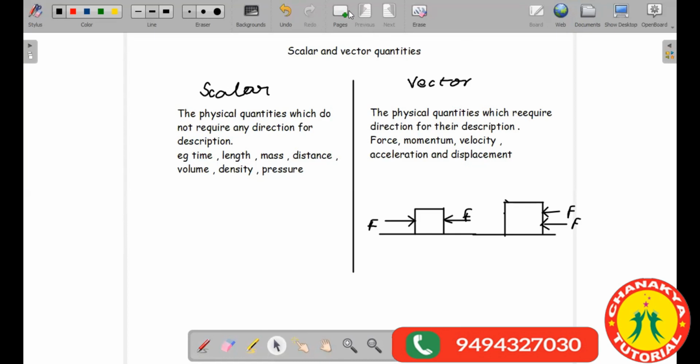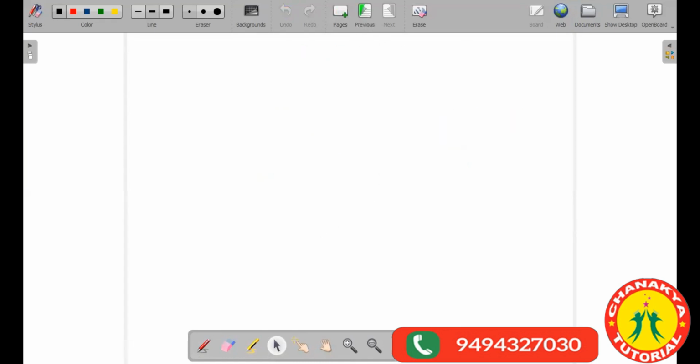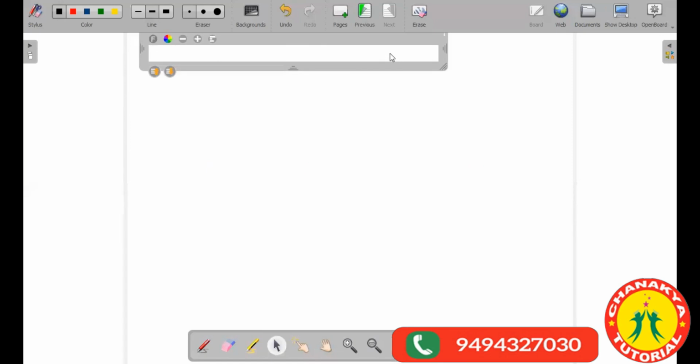So now we move towards distance and displacement. Have we done distance and displacement earlier? Yes, sir. Okay. And who all are new, with whom we have not done distance and displacement? Okay, so let's start with distance and displacement.